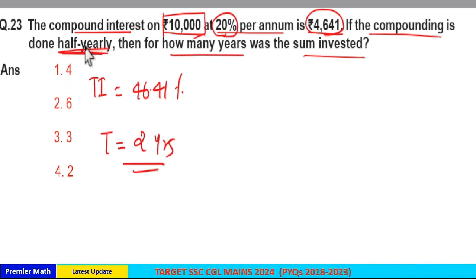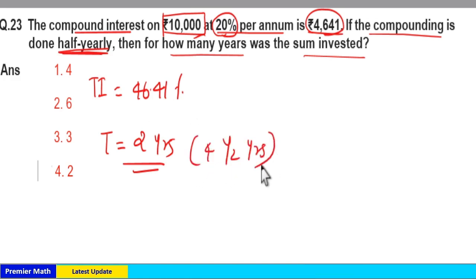half yearly, means every 6 months interest is added to the principal. That is, every 6 months here 10% of the principal is added as interest. If you calculate simple interest, 10 into 4, 40% is the simple interest for 4 half years. Then 46.41 should be the compound interest for 4 half years. This is 4 half years. 4 half years means 2 years. Option 4 is your answer.